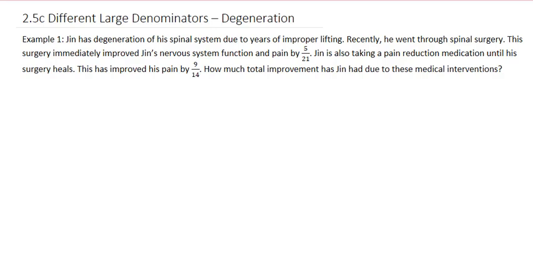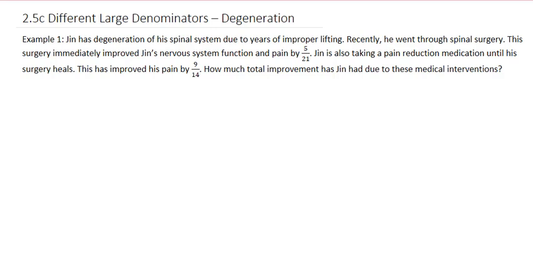Different large denominators. Jin has a degeneration of his spinal system due to years of improper lifting. Recently, he went through spinal surgery. This surgery immediately improved Jin's nervous system function and pain by 5/21. Jin is also taking a pain reduction medication until his surgery heals. This has improved his pain by 9/14. How much total improvement has Jin had due to these medical interventions?